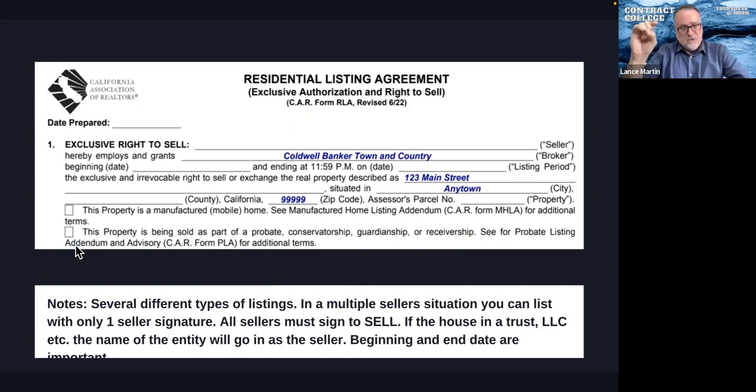All right. We used to have one listing agreement for a probate and a different listing agreement for a manufactured home. We no longer have different listing agreements. We use this listing agreement for all of them, and then we check the box for the appropriate addendum. Okay, page 1 is in the books.